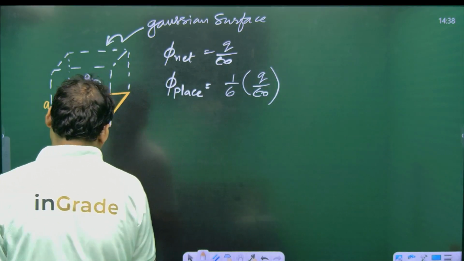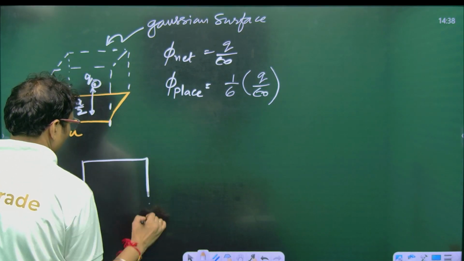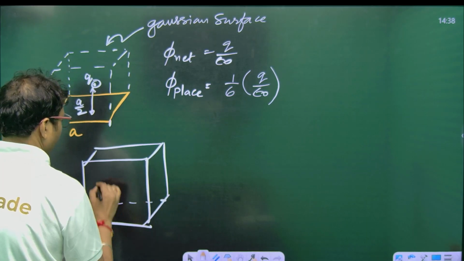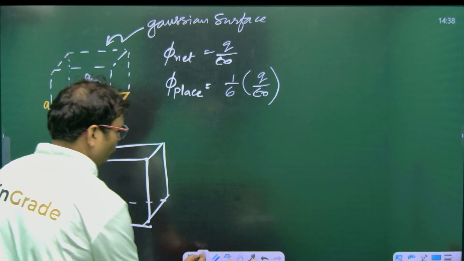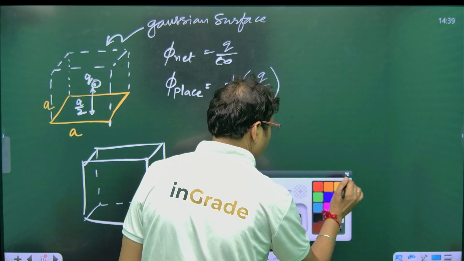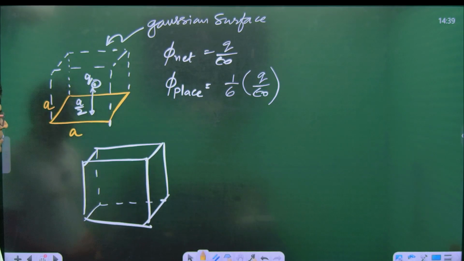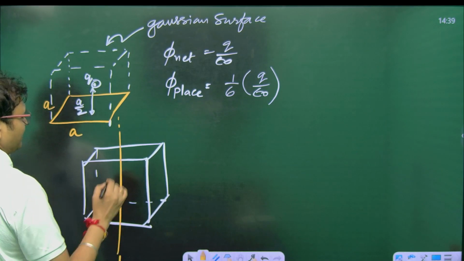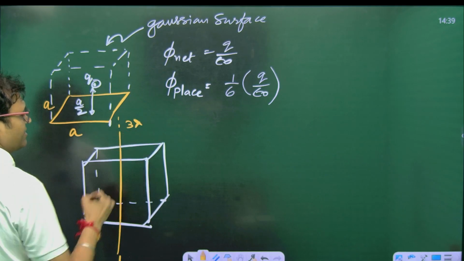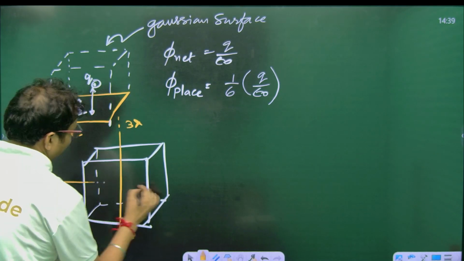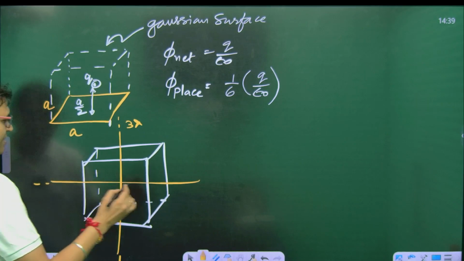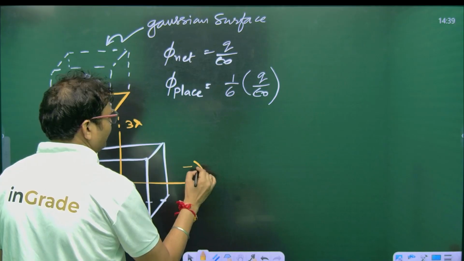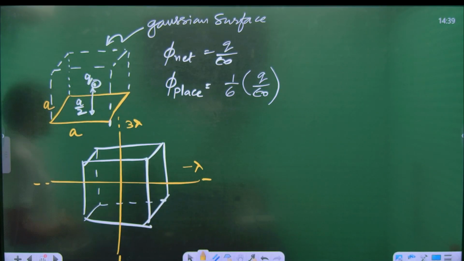Let us take another example. There is a cube and an infinite line charge is passing like this, having the charge density 3 lambda. Another infinite line charge is passing through this, having the charge density minus lambda, let us say. What is the flux through the cube?